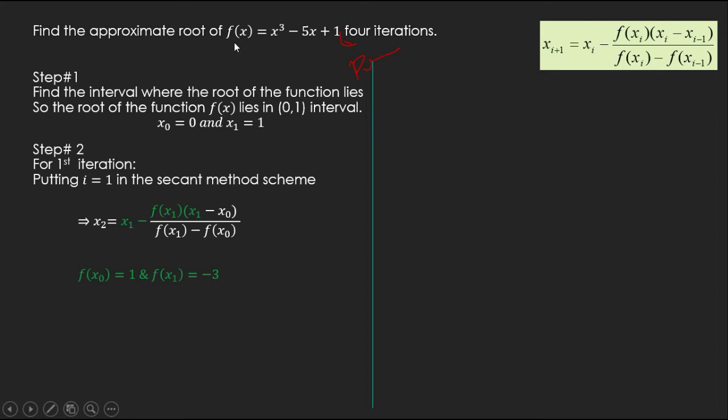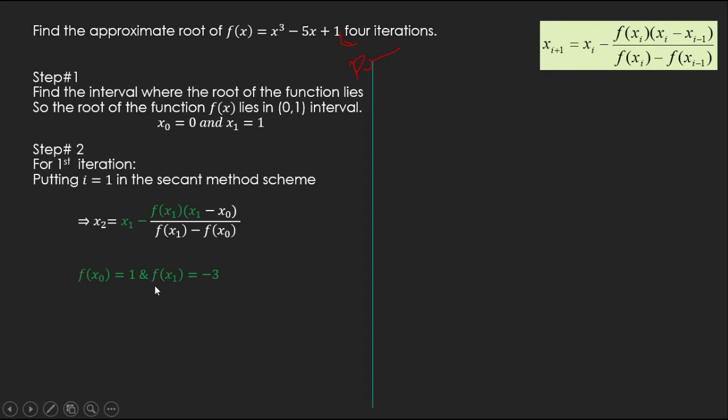So at x0, by substituting the value 0 in the function, what will we get? 0 cube is 0, 5 into 0 is 0. So at x equal to 0, we get f of x equal to 1. So f of x0 is equal to 1, and at x equal to 1, 1 cube is 1 minus 5 into 1 is minus 5. So 1 plus 1 is 2, minus 5 is minus 3. So at x equal to 1, the function is minus 3.